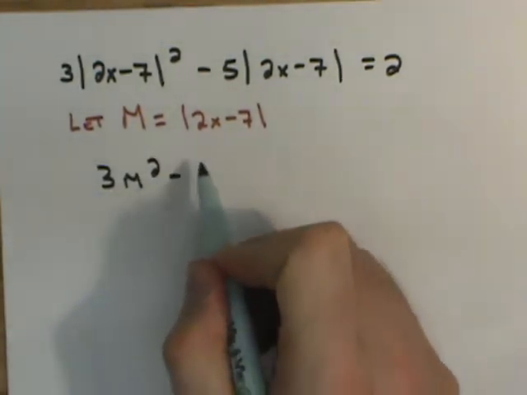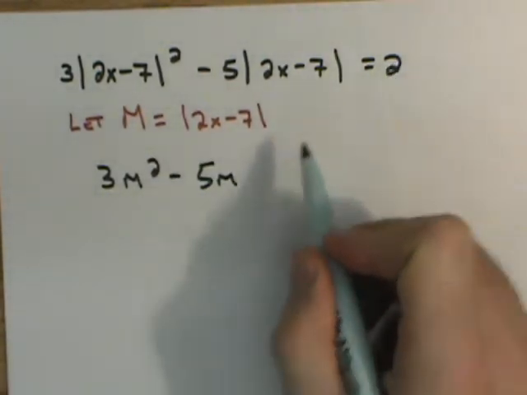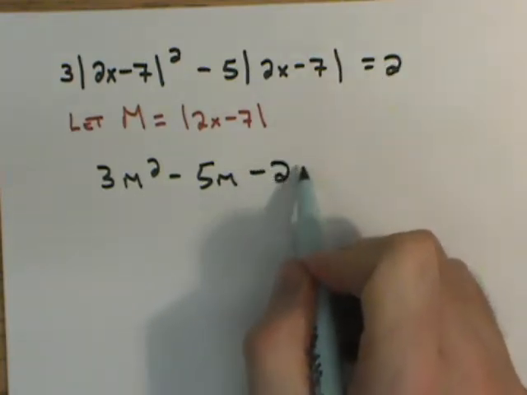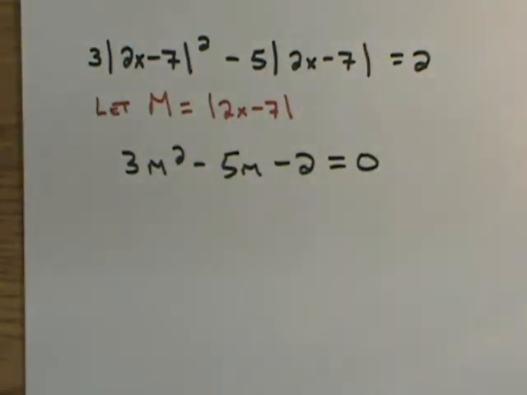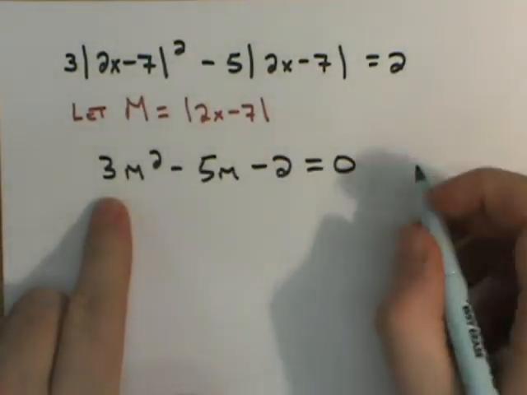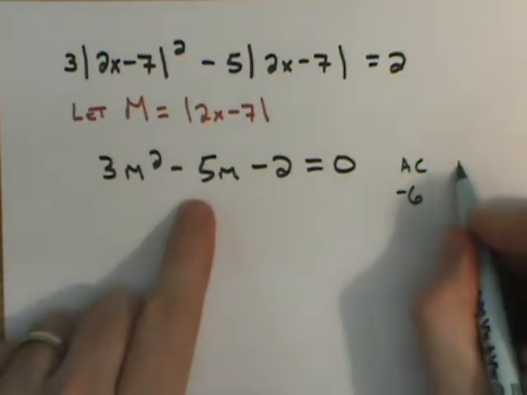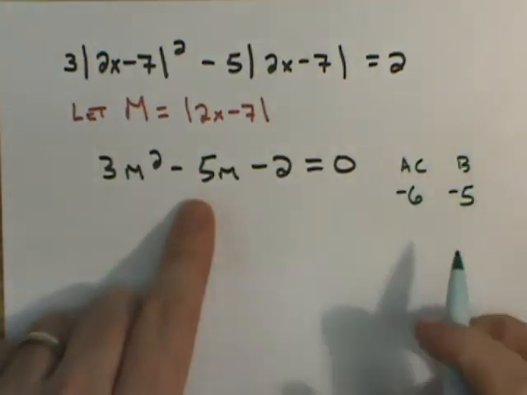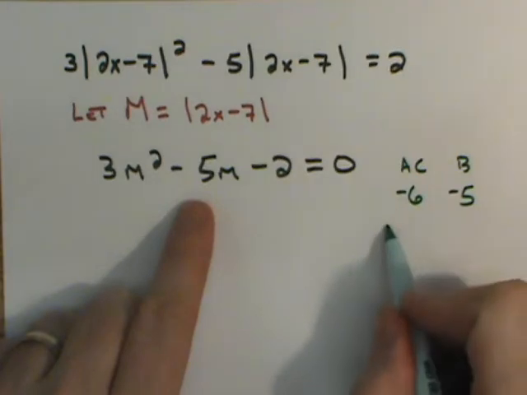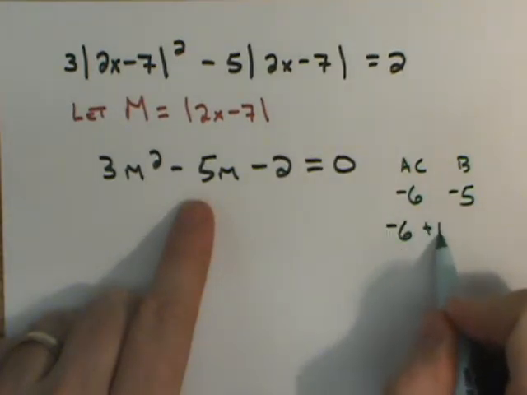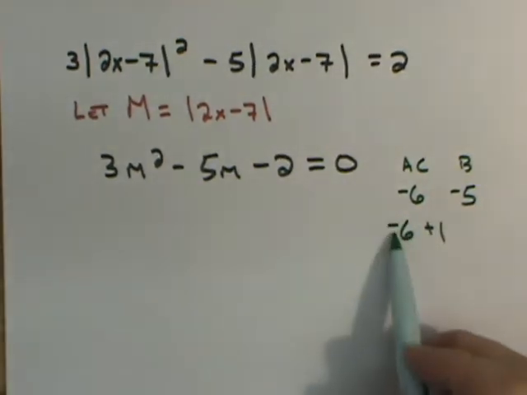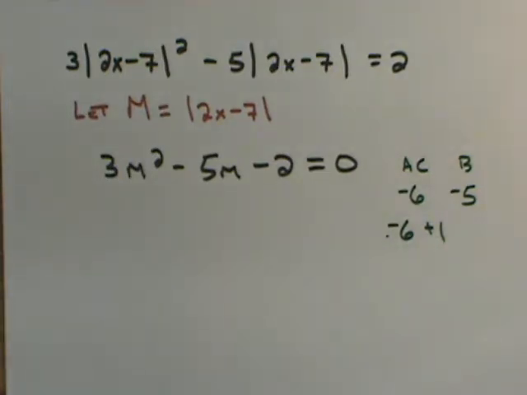3m squared minus 5m minus 2, I'm bringing the 2 over, equals 0. And then I can factor this using the AC method. A times C produces negative 6, and I want to break that down to get the middle term of negative 5. The only way I can think of doing that is with negative 6 and positive 1. Now these would be the outer and inner products.